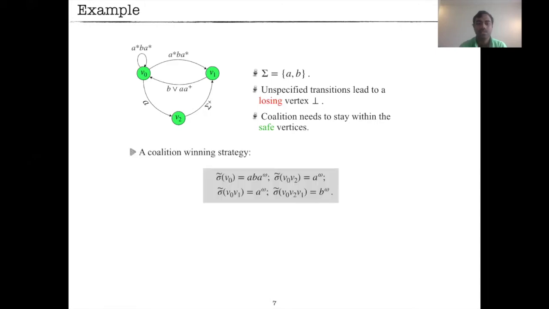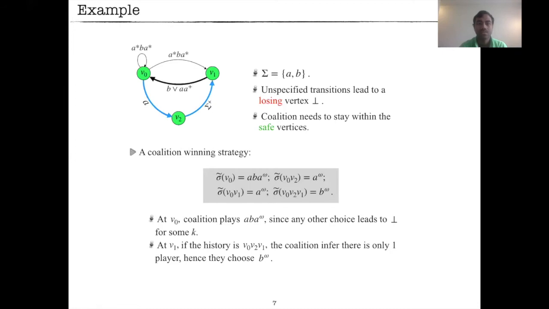So here the coalition has a winning strategy. The coalition at V0 always plays (a b) power omega, since any other choice would lead to bottom for some k. Now at V1, notice that the coalition has two choices, but depending on the history, it makes its choice. If the history is V0, V2, V1, it infers that there is exactly one player. Hence, it chooses b power omega from V1.